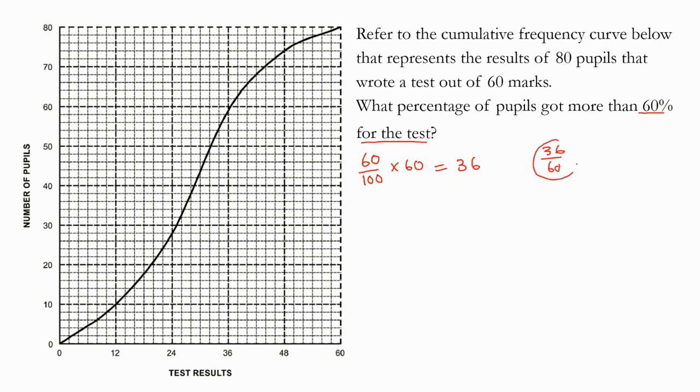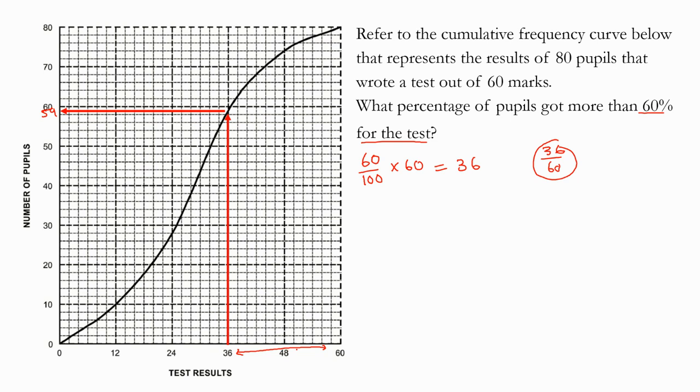Right now, we want the percentage of people that got more than 60%. So it means we want learners who got above 36. Okay, so how many learners got above 36? So we go from 36, we interpolate, and then we find that we have here 59. What is the meaning of this? So it means 59 learners got below 36.